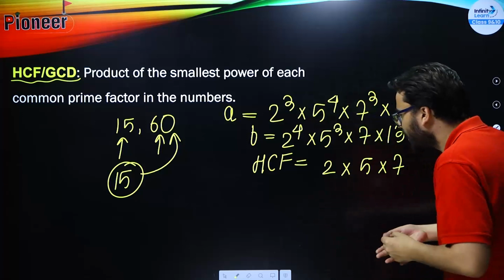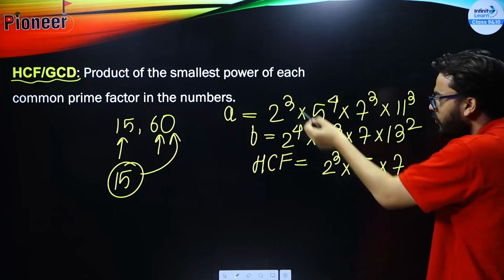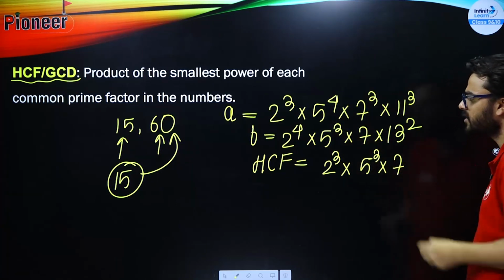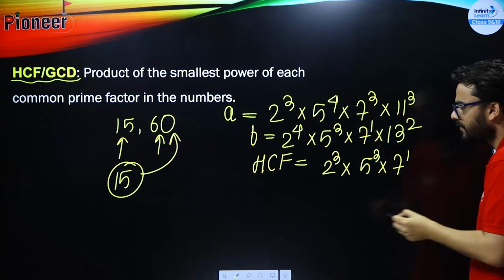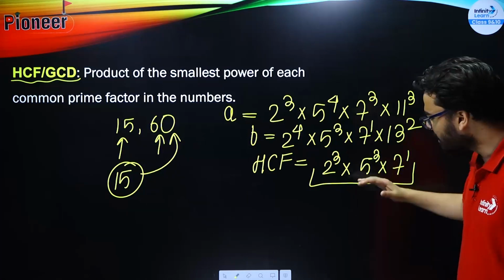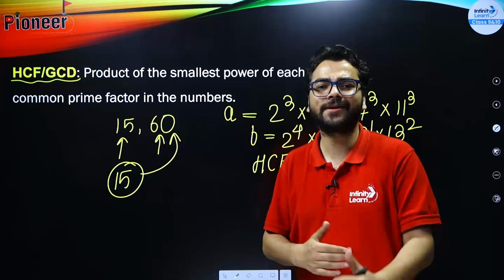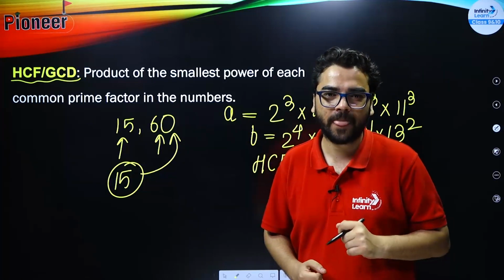So therefore 2 raised to the power 3 is common, or you can see the lowest power you have to take. Then 5 raised to the power 4, 5 raised to the power 3, so you have to take 5 raised to the power 3. Then it is 7 raised to the power 1, 7 raised to the power 3, you have to take 7 raised to the power 1. So obviously you can multiply and you will get the answer. So that's how you find the HCF, highest common factor or the greatest common divisor of two numbers. I hope it is clear.